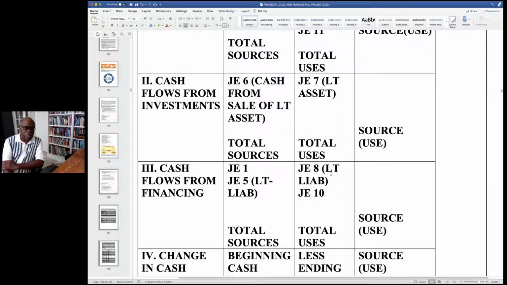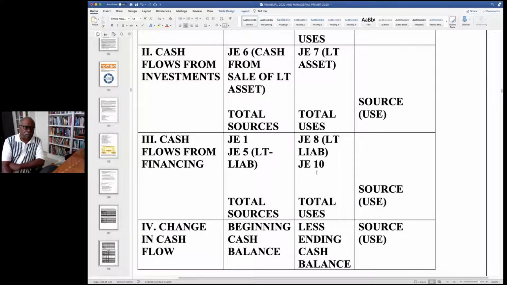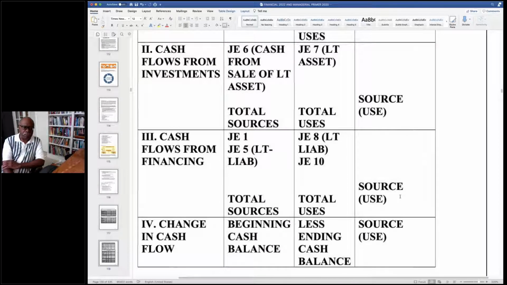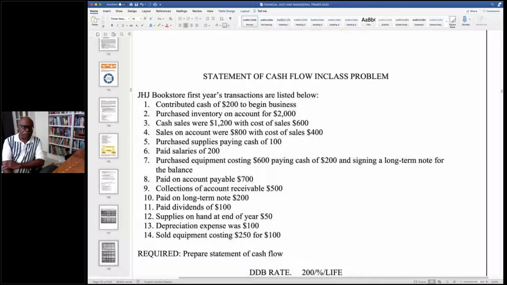Then journal entry 8, when you pay on long-term liabilities, and journal entry 10. So we have to group the first 11 journal entries in this format, put those dollar amounts from the journal entry onto the cash flow statement, add them up, and see where we are with sources and uses. So let's look at an example of how this is going to work out.